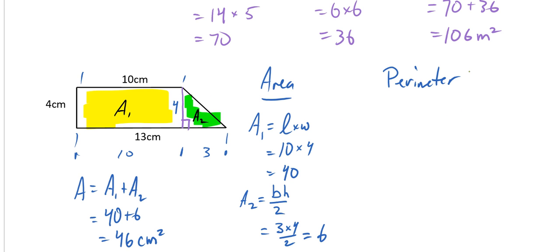How many sides? Ashton, do you know how many sides this one has? It's got 4. Do you want to look at them with me? 1, 2, 3, 4. Do I know the lengths of all 4 of those? I don't. I know the 4. I know the 10. I know the 13. I don't know this one over here. So we've got to find that one. How am I going to find that length?